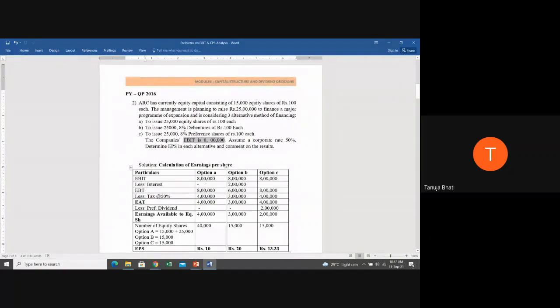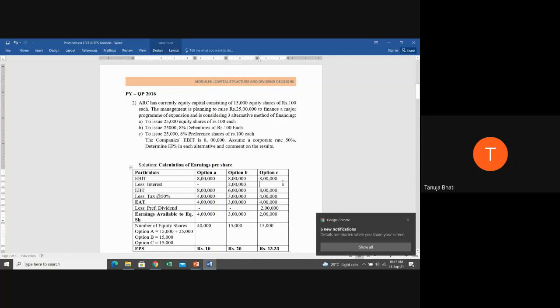For option B, yes, there is going to be an interest because it is entirely raised through debentures and the interest is 8%. So 25,000 into 100 is the total value of debentures, that is 25 lakhs, into 8% you get 2 lakh rupees. So what you have to do: 25,000 debentures into rupees 100 per debenture, you get 25 lakhs as the value of debentures. On that you take 8%, you get 2 lakh as your interest.